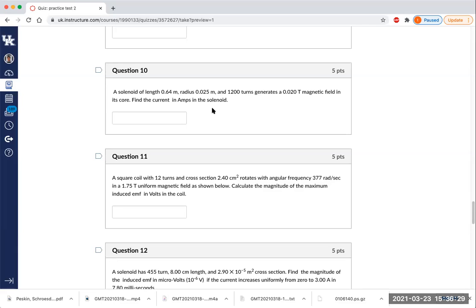Well, this is another important configuration of a current carrying wire, a solenoid, and there's an equation for its magnetic field. You might remember it. It's this one here. The magnetic field in the center of the solenoid is mu naught times the number of turns per unit length of the solenoid times the current that's flowing in the solenoid.